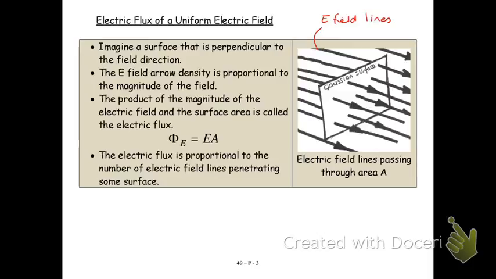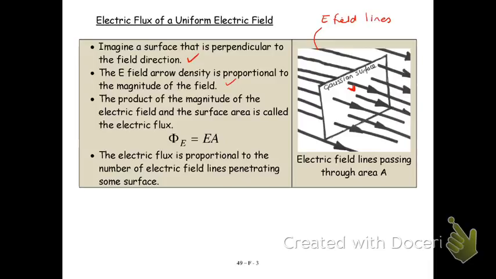Imagine a surface. Imagine an imaginary surface. You can imagine putting a card there. But it's an imaginary surface that is perpendicular to the field direction. So you know that's 90 degrees. We're putting an imaginary card into a flux of imaginary field lines. But we're saying it's got to be at 90 degrees. The electric field arrow density, that's the number of field lines per square meter, is proportional to the field strength. If it's a stronger field, they'll be close together. If it's a weaker field, they'll be farther apart.